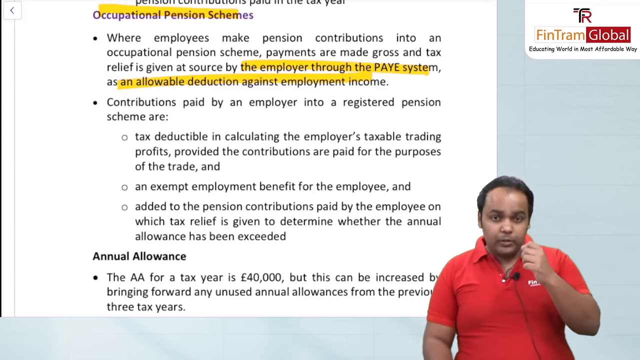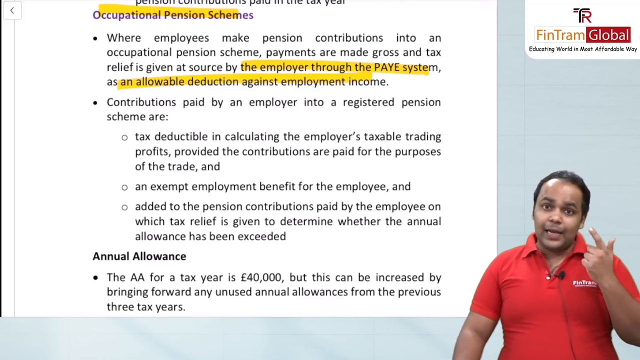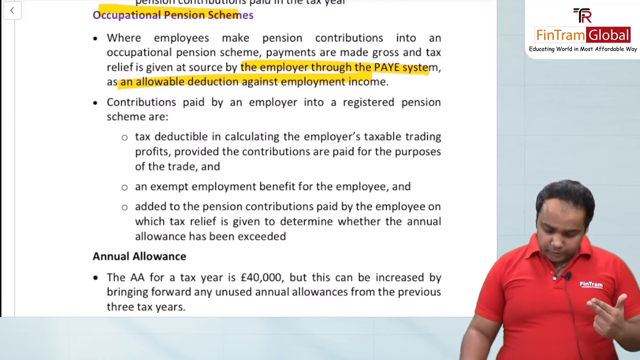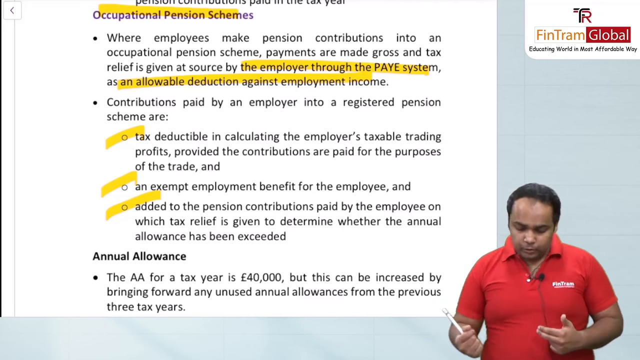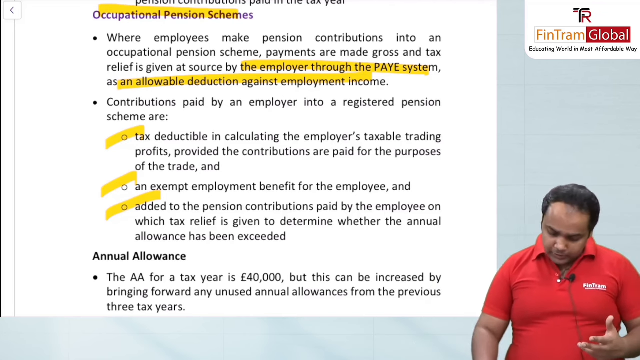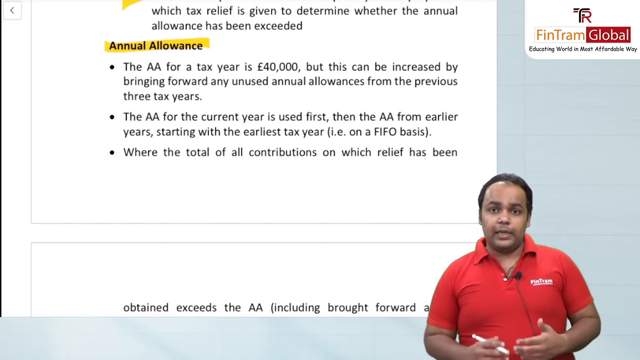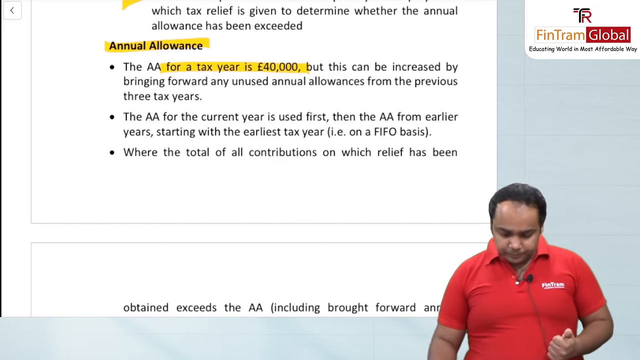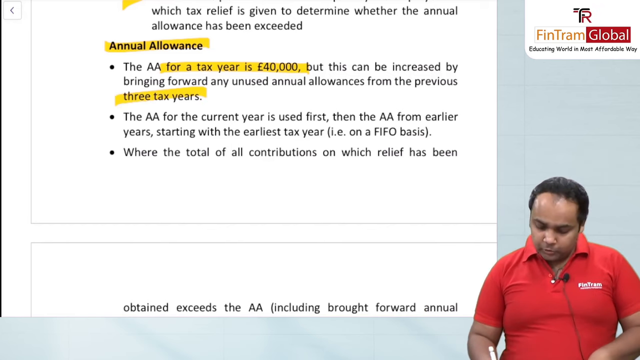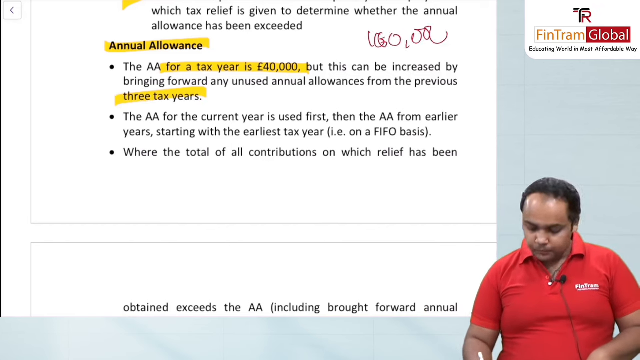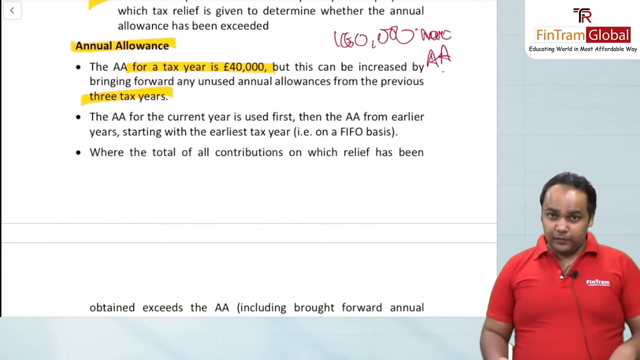Employers also make a contribution, which is not only an expense, it is a tax-free benefit for the employee, but a tax-deductible expense for the employer concerned. So it's a win-win situation for both, but it is added to the pension contribution of the employee to determine whether the annual allowance is exceeded. Now, what is annual allowance? Annual allowance is the amount of tax-free pension contribution available in a tax year. It is 40,000 for the current year, but the annual allowance of the previous 3 years can also be used. So a total of 160,000 of annual allowance can be the maximum available in a tax year, assuming the three previous years are lying unused.